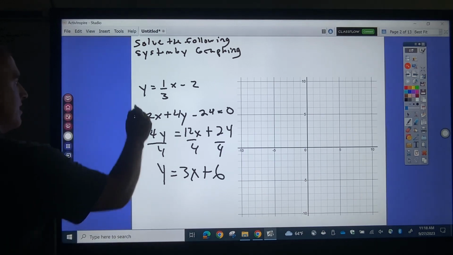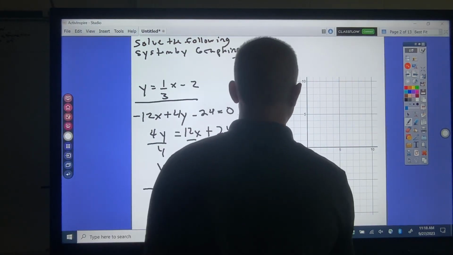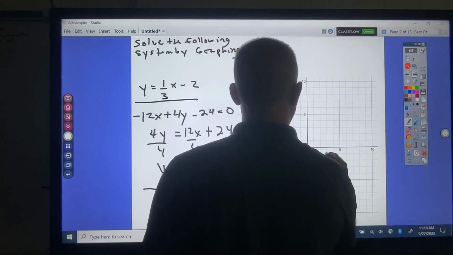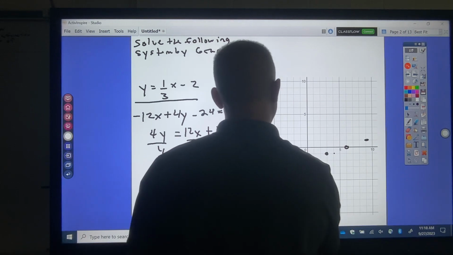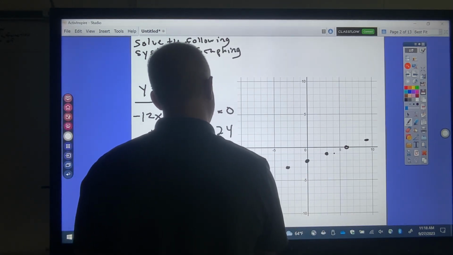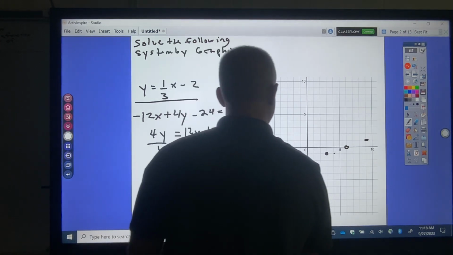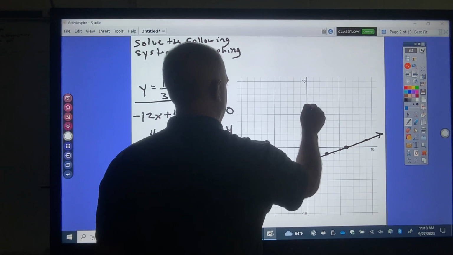Okay, so I'm going to graph this. Negative 2, 3 over 1 up. 1, 2, 3, 1. Go the other way. 1, 2, 3, 1. So I get a really accurate line, 3x plus 6.